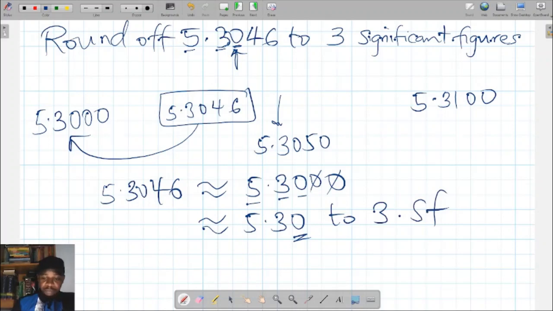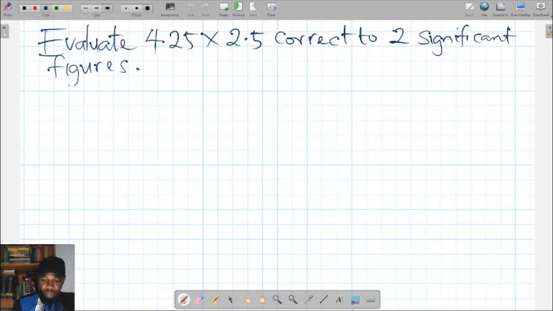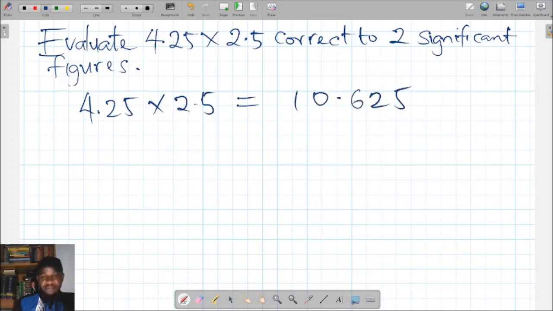Let's look at another problem. This question says evaluate 4.25 times 2.5 to two significant figures. So the first step to do is to calculate the actual solution. It's 4.25 times 2.5, and when you multiply that, you get 10.625. Now that we've gotten the answer to that, we now need to leave our answer in two significant figures. So the first significant figure is 1, the second significant figure is 0. Which means that we're rounding to the nearest unit.